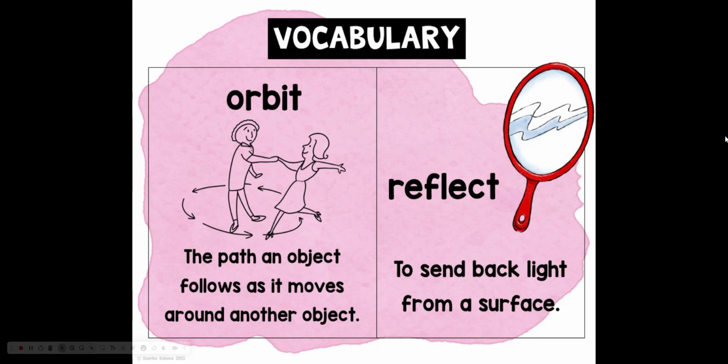So we have two vocabulary words we need to know. One is orbit. If you take a look at the picture, you see the man standing in the middle, the lady is going around him, and the lady is orbiting the man. So orbit is the path an object follows as it moves around another object. The moon orbits around the Earth, and then the Earth orbits around the sun.